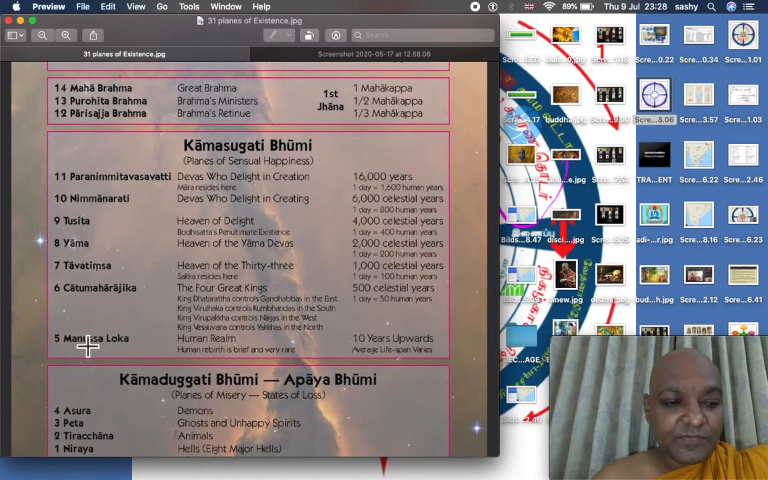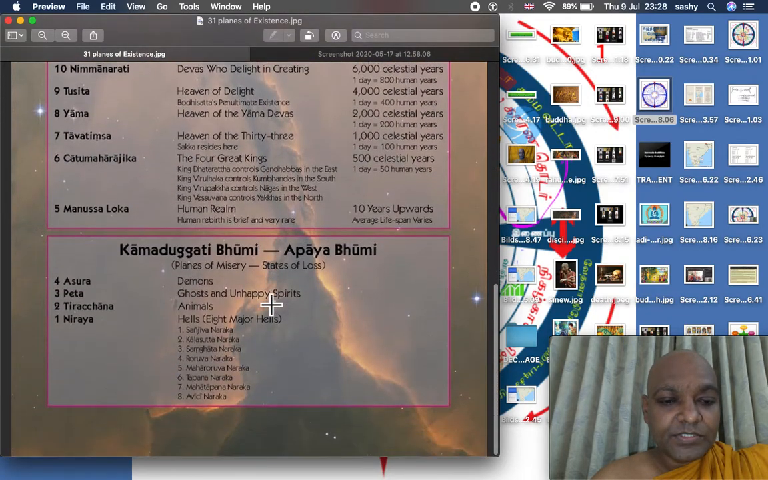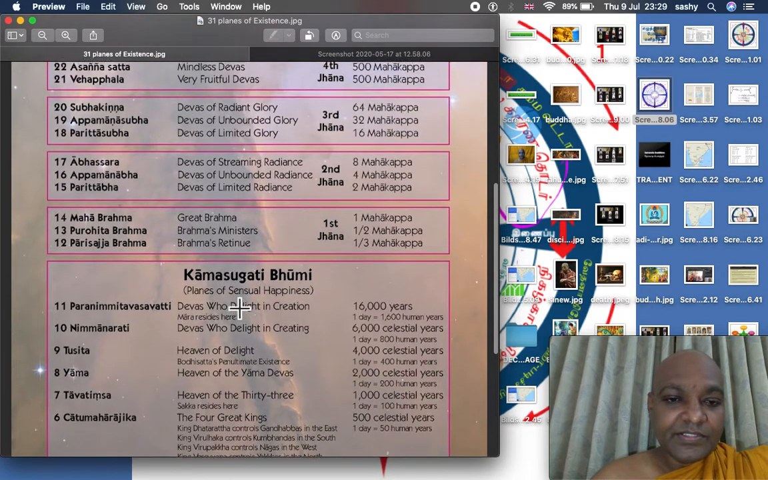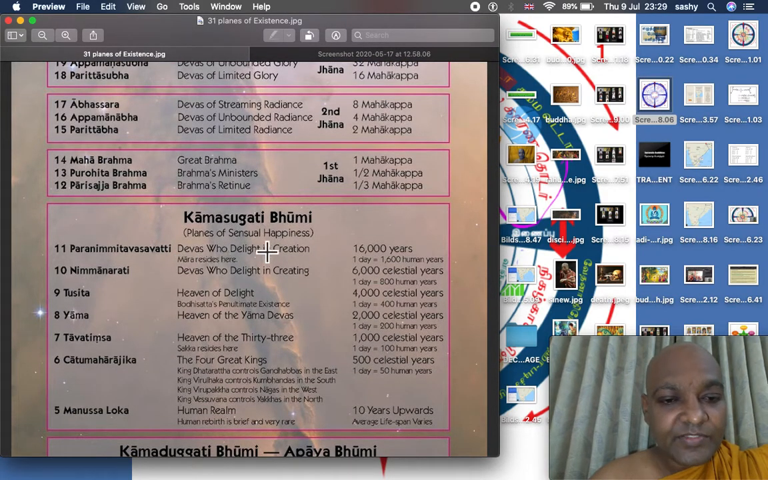This is the 31 planes of existence, and the bottom ones are the negative ones: demons, ghosts, unhappy spirits, animals, and hells. From the human realm above, the godly or heavenly realms start, where it is calculated in celestial years, and above this is the Kama Sugati Bhumi, planes of sensual happiness.